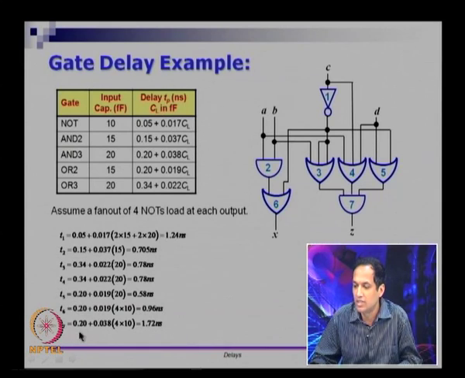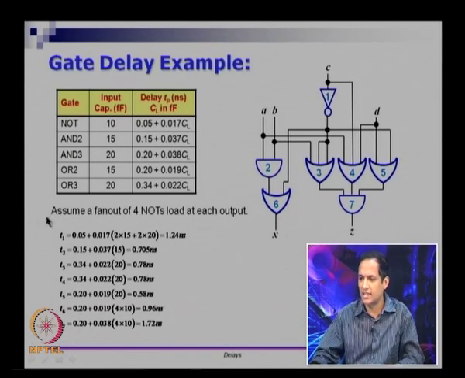Let us see how T6 and T7 are calculated. T6 is a 2 input OR gate, and as the assumption says here, it is driving 4 inverters. So T6 has 0.2 plus, since it is going to drive 4 inverters, 0.019 times 4 into 10. So that is 0.96 nanoseconds.